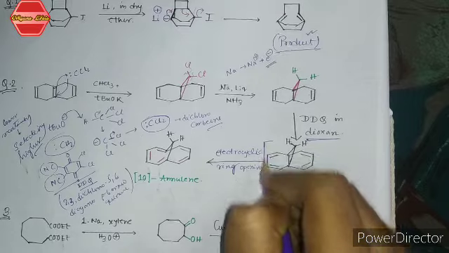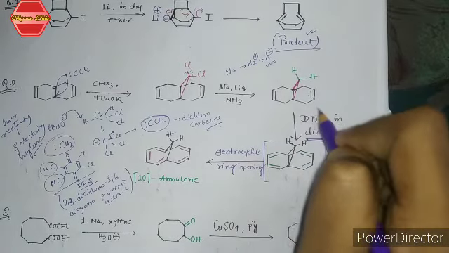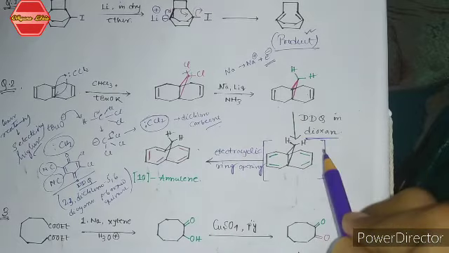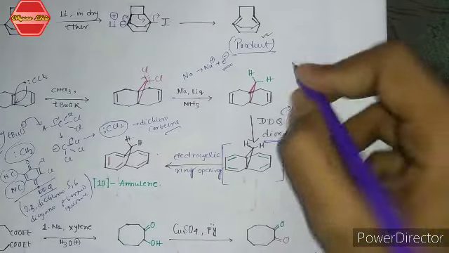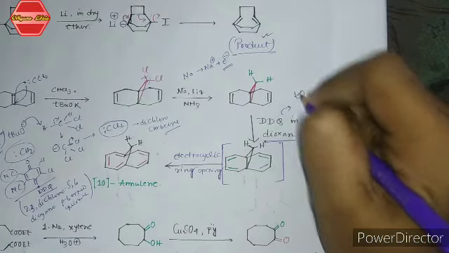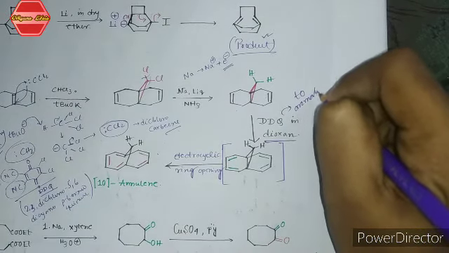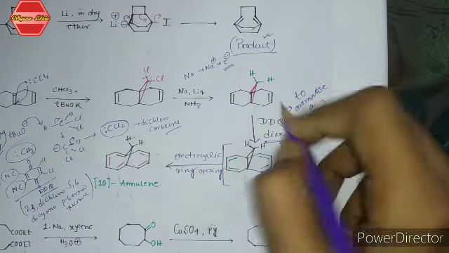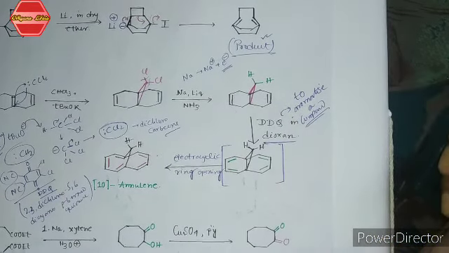So this is your intermediate. The product forms directly from here to here in the presence of DDQ. So it has a very important role to aromatize a compound. Okay, so DDQ has a very important role to aromatize a compound.